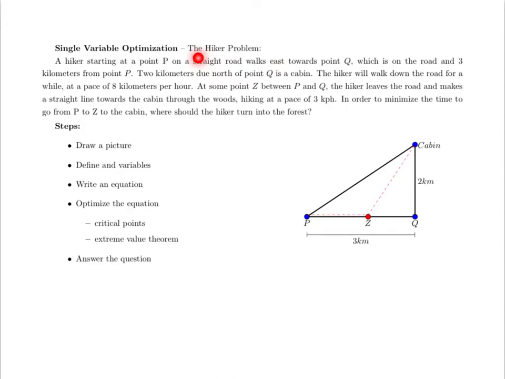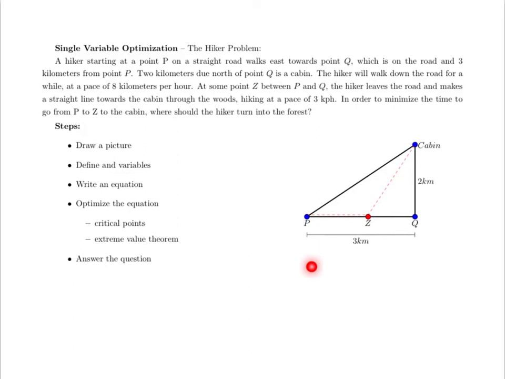A hiker starting at a point P on a straight road walks east towards point Q, which is on the road and 3 kilometers from point P. So looking down here, here's point P, here's point Q, east of P, and it's 3 kilometers away. 2 kilometers due north of Q is a cabin. The hiker will walk down the road for a while at a pace of 8 kilometers per hour.